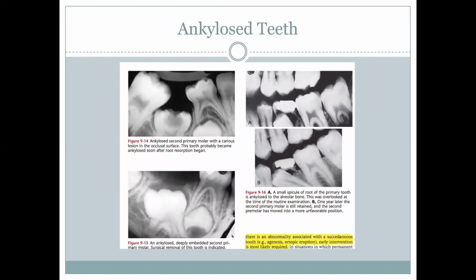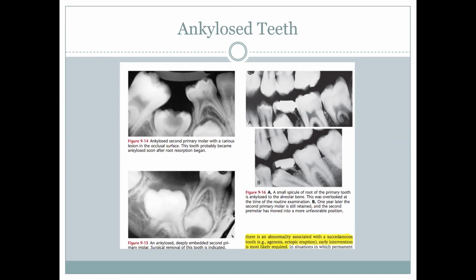Here's another photo of ankylosed teeth. In the first one, 914, you see that the ankylosed second primary molar has a large carious lesion on the occlusal surface, and it is infra-erupted. It's very hard to clean, and the child probably missed it every time they were brushing their teeth on a daily basis. Here on 915, you see an ankylosed tooth that's deeply embedded in the bone. In order to remove this, you'd have to remove some of the bony framework that's impeding the eruption of that tooth, or you may want to leave that one alone.